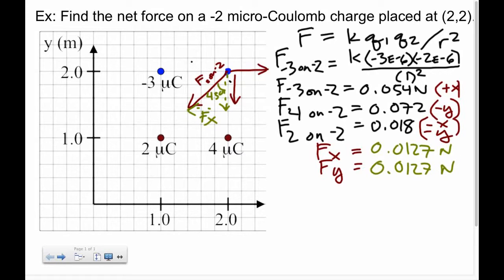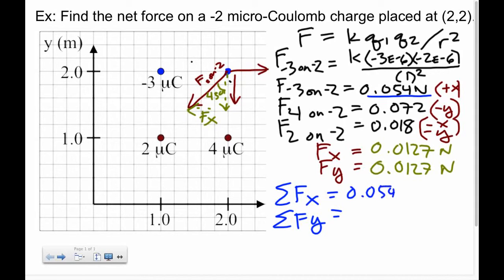So once you know those 2 parts, when you add vectors, what you're going to do in the end is add up all the x parts separately and all the y parts separately, keeping in mind their signs. So in this case, there's an x right here, 0.054 newtons in the positive x direction, and then this guy is in the -x, and that's minus 0.0127 as a result. In the y direction, we've got a -y and another -y, right? This one's in the -y direction.